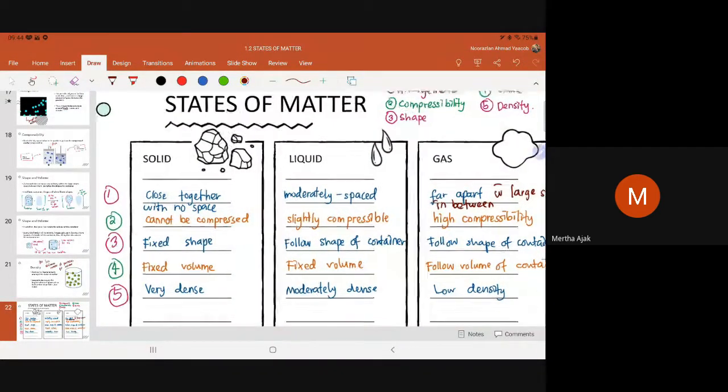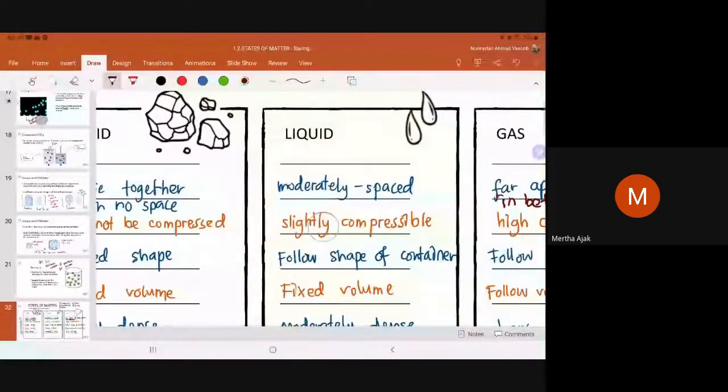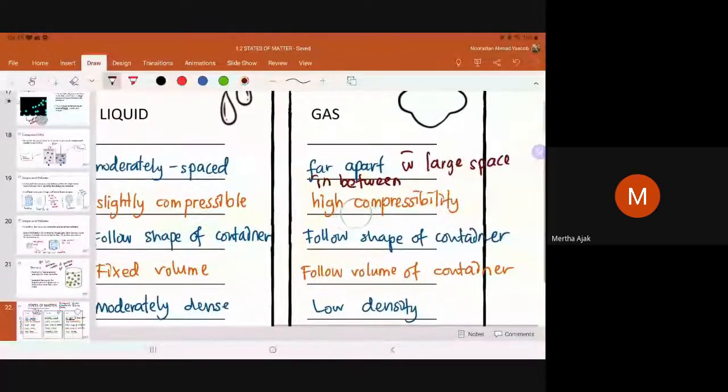The next one kita tengok compressibility pula, kebolehan mempantai. Solid cannot be compressed. Liquid, it is slightly compressible. Whereas gas has high compressibility ataupun can be compressed easily. Okay. Can be compressed easily.